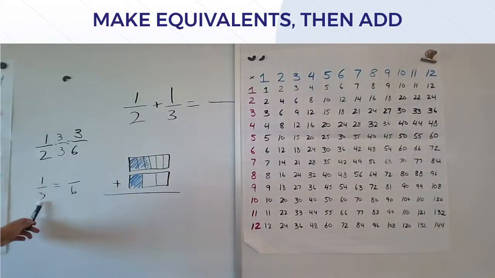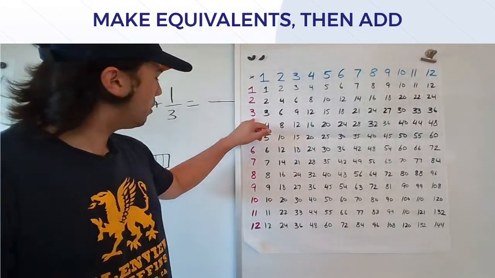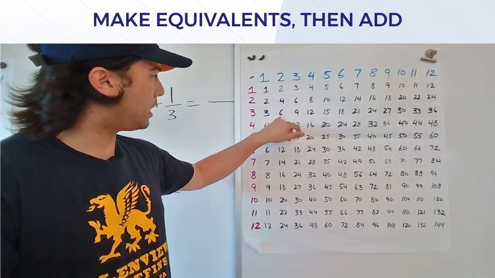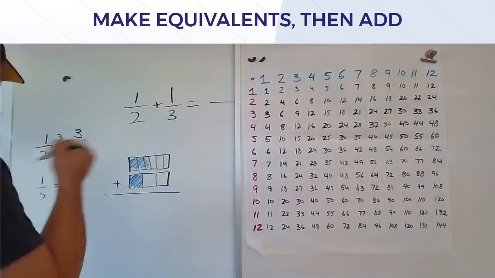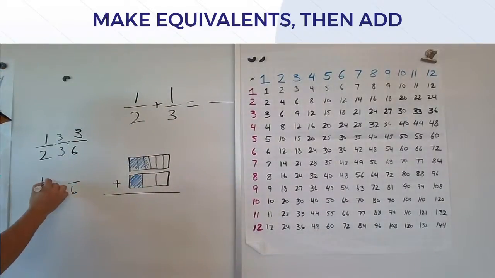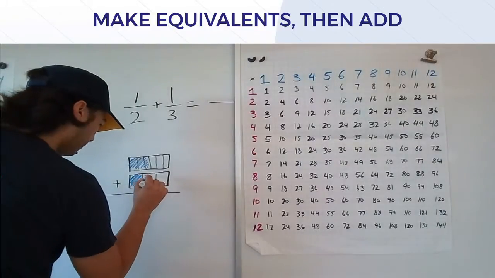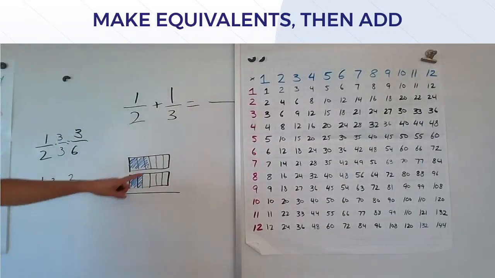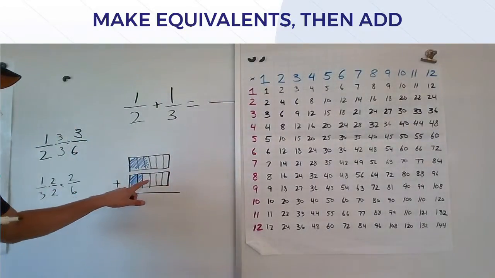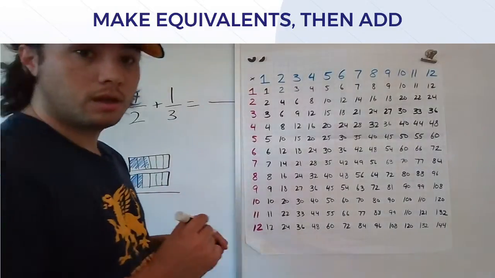So now, let's think about our thirds. Our thirds, how do we get to sixths? We multiply by 2, or 2 halves. Okay? So our 1/3 times 2 halves. 3 times 2 is 6. 1 times 2 is 2. And we can see it on our visual here. If we cut each of our thirds in half, we end up with 6 pieces total. 1, 2, 3, 4, 5, 6. And 2 of them are shaded in.